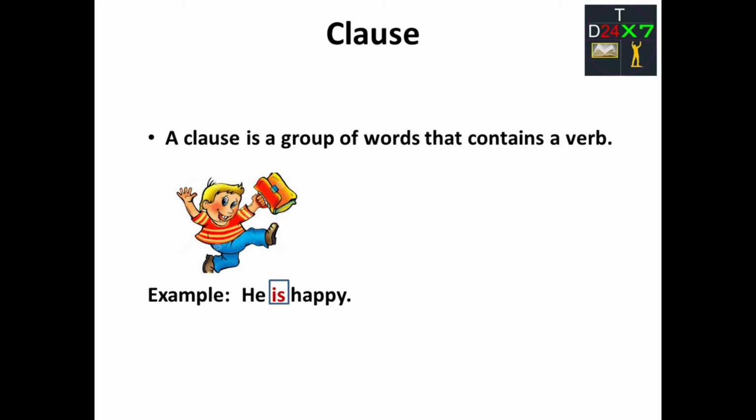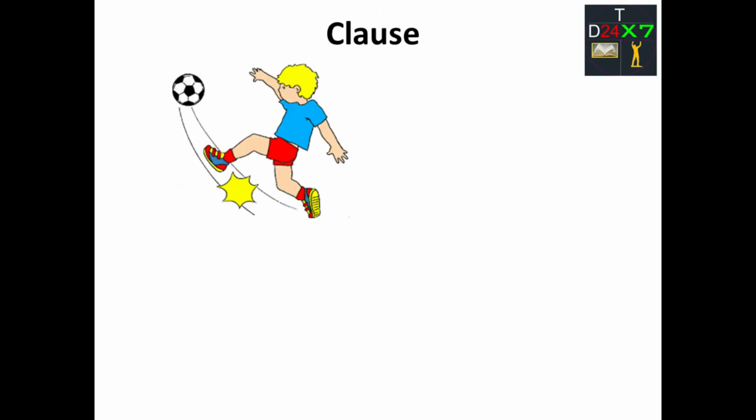We can discuss another example, friends. See the picture. Make a sentence for the picture. Yes, I think you find it. He is playing football. It is a group of words with a verb. Here the verb is playing. So it is an example of a clause. Friends, if you observe this clause, you can find that it can be used independently. No other clause is required for this clause. So it can be called an independent clause.